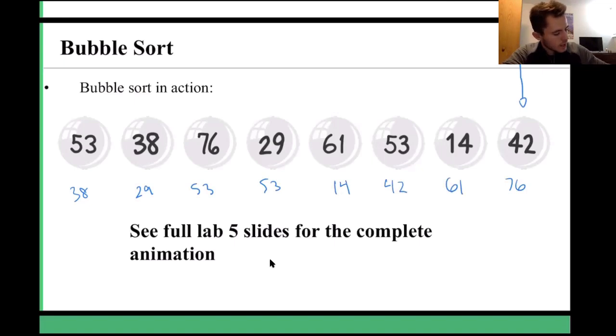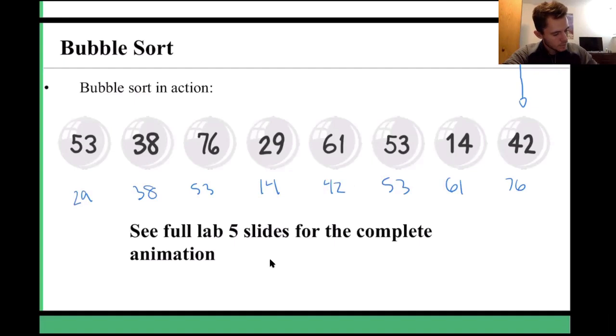Okay, 38 and 29, those need to swap. 53, nope. 53, nope. 53 and 14, these two need to swap. And then the 53 and the 42, those need to swap. Right? And so now we bubbled up the first 53. Okay, now we're gonna go through again.